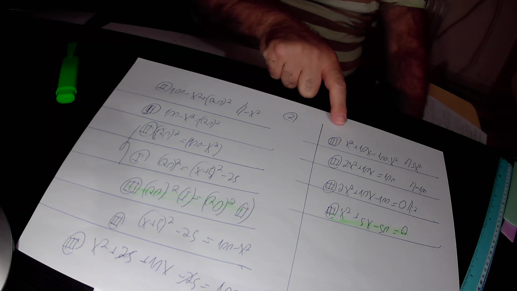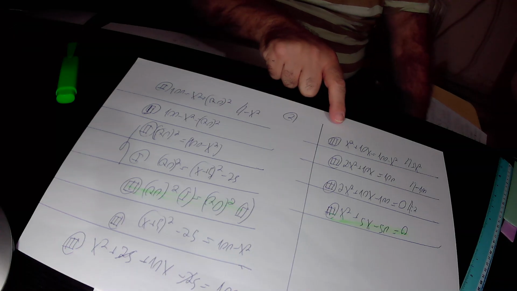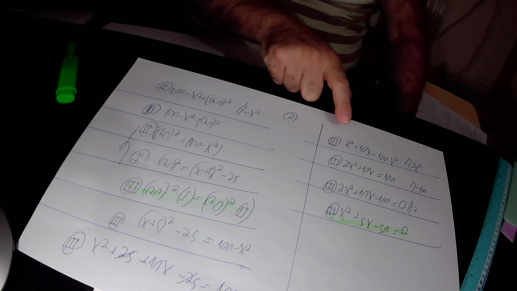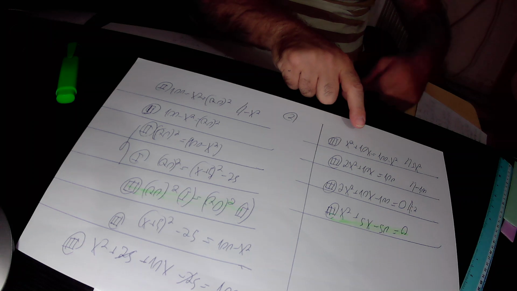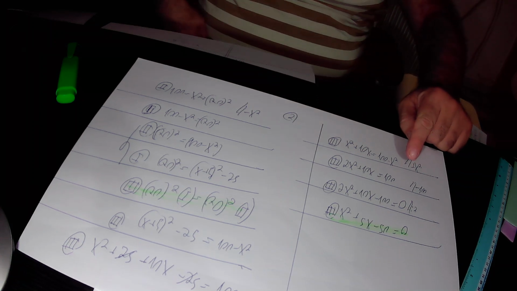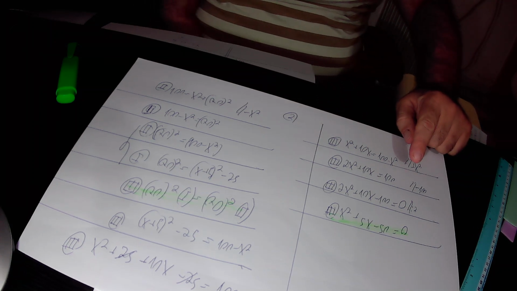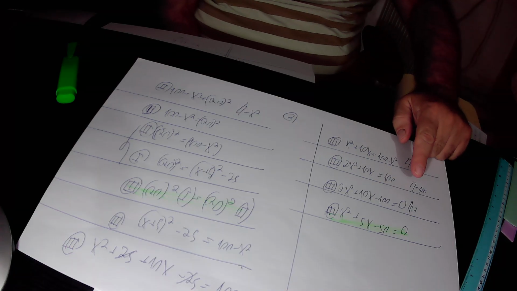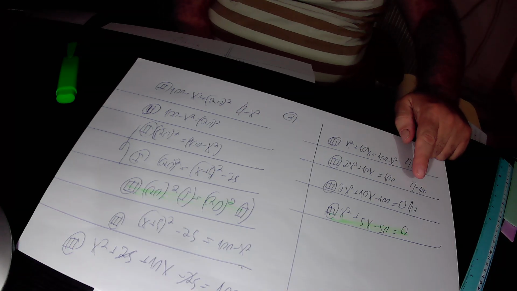Here we add x squared to this equation 3, and we found out that x squared plus x squared is 2x squared plus 10x equals 100. Here we subtracted 100 from equation 3, and we found out that, according to this equation 3, 2x squared plus 10x minus 100 equals 0.